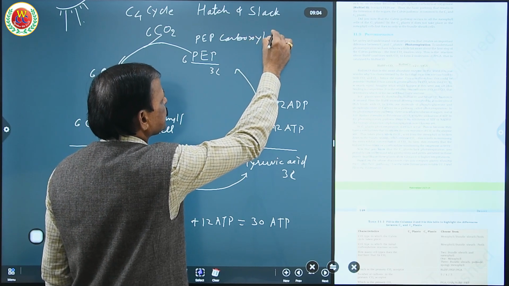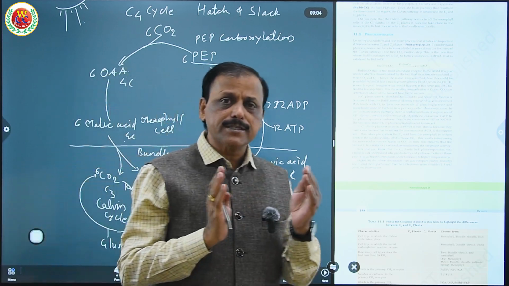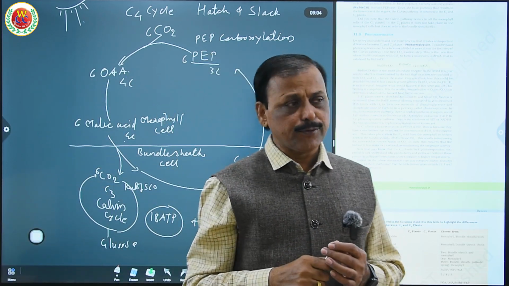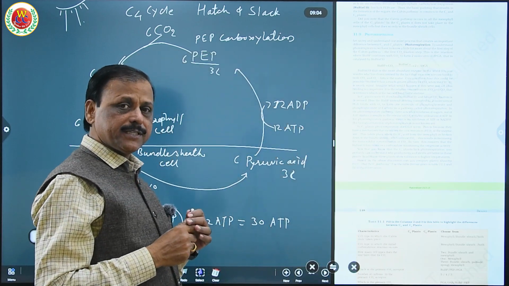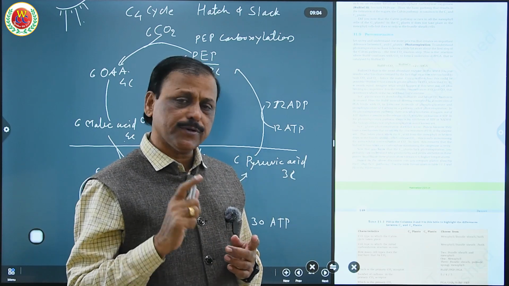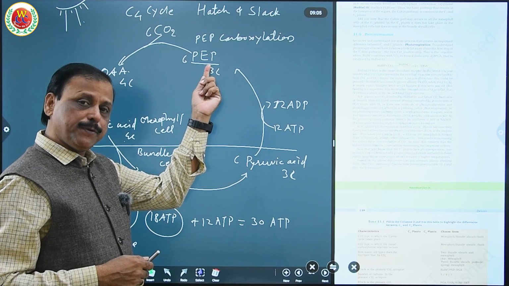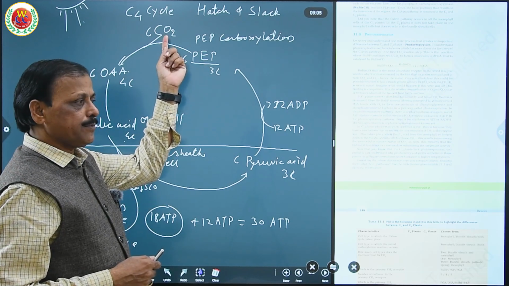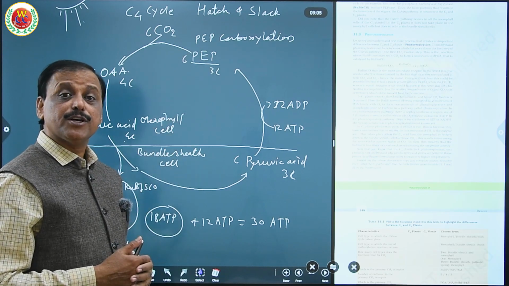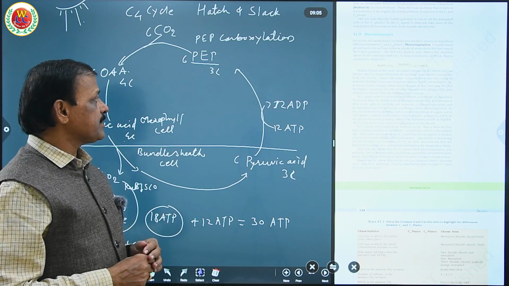Now here, to have a correct understanding of the differences between the C3 and C4 cycles, we already learned the C3 cycle. Now let's see the definition of the C3 cycle: cyclic regeneration of RuBP to absorb the atmospheric carbon dioxide and produce PGA. Here, cyclic regeneration of PEP to absorb the atmospheric carbon dioxide and produce oxaloacetic acid in the presence of PEP carboxylase. This is the definition of the C4 cycle.